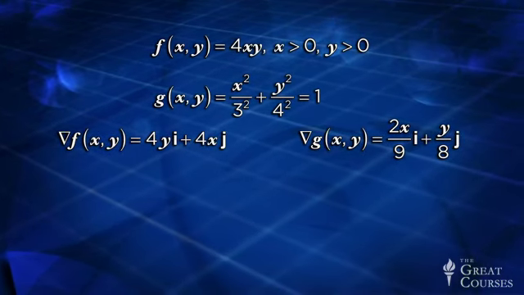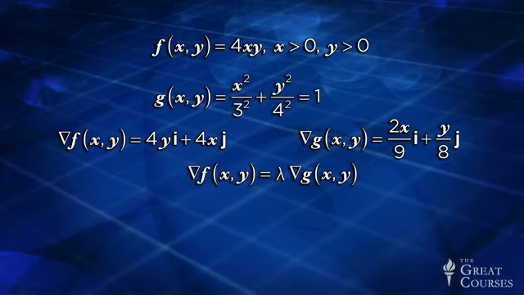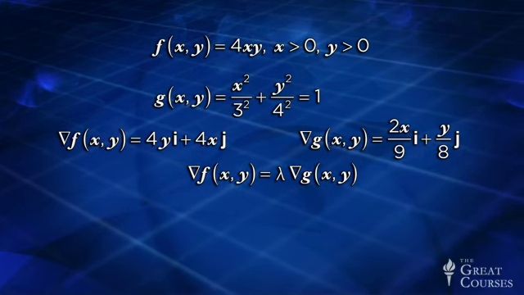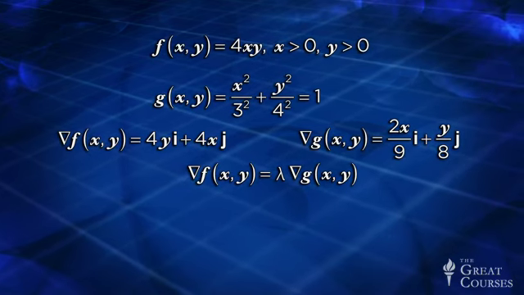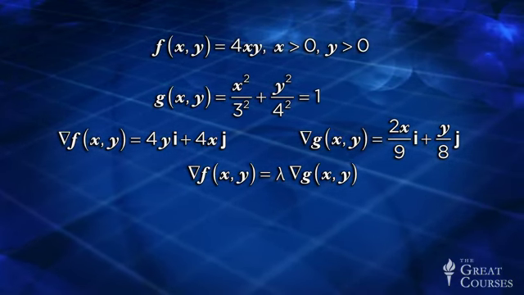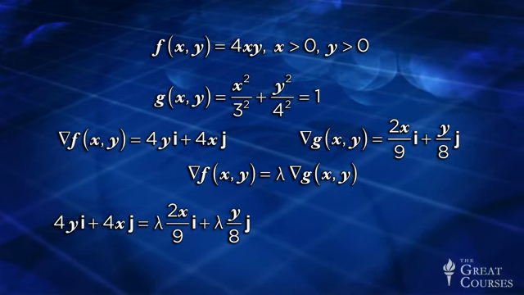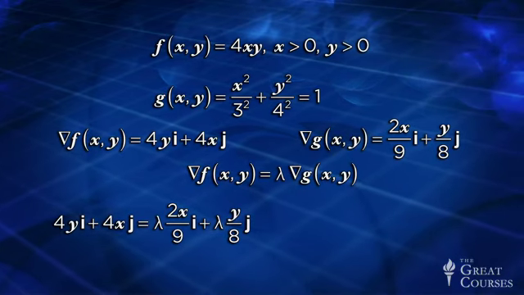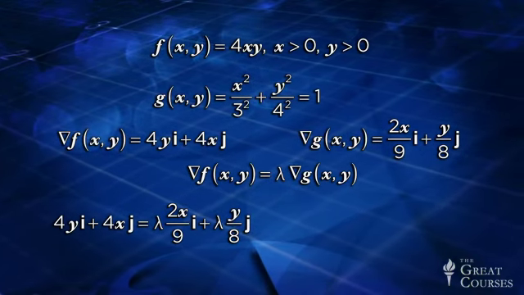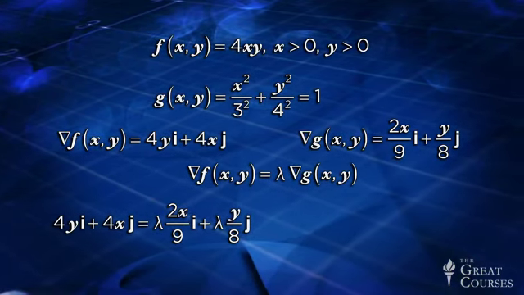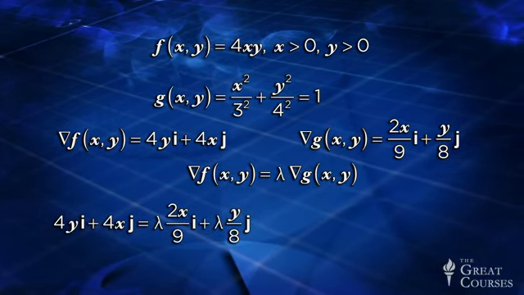Now, the theorem of Lagrange says to find the optimal value, set those equal to each other where there's a lambda in front of the gradient of g. So gradient of f equals lambda gradient of g. Let's write that out. The gradient of f is 4y i plus 4x j, and the gradient of g is lambda times 2x over 9 i plus lambda times y over 8 j. We'll equate corresponding components here.